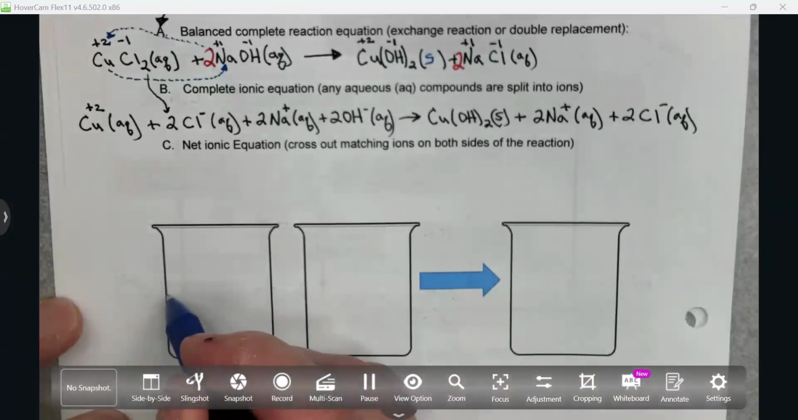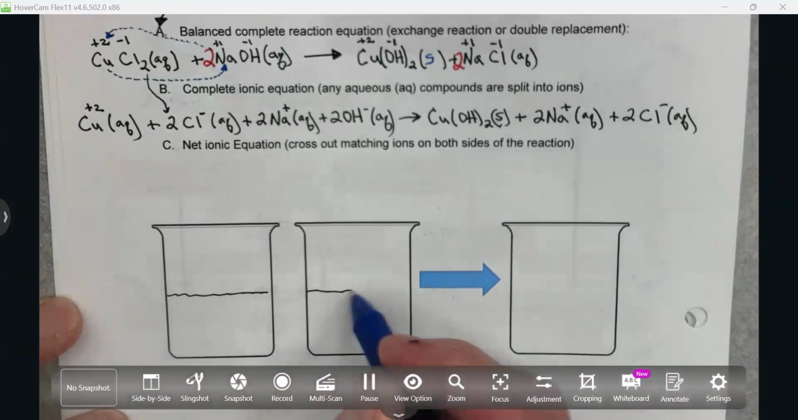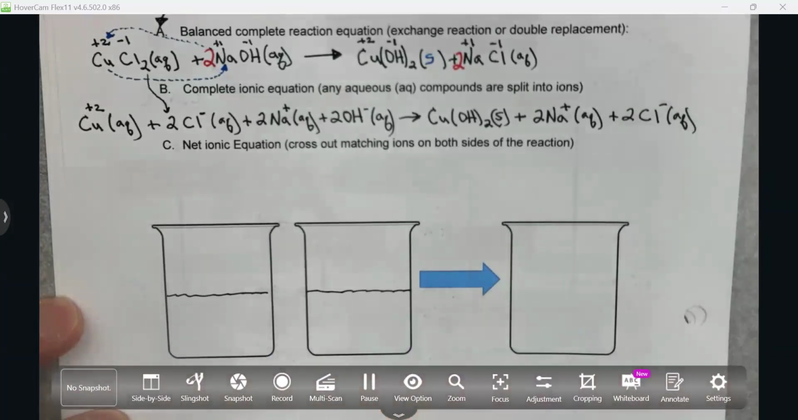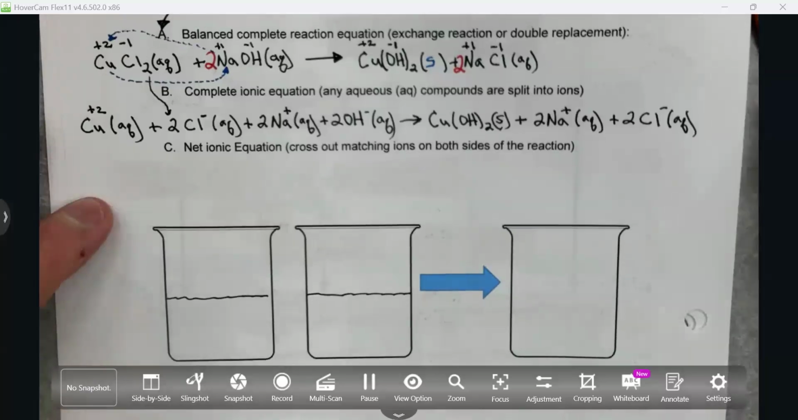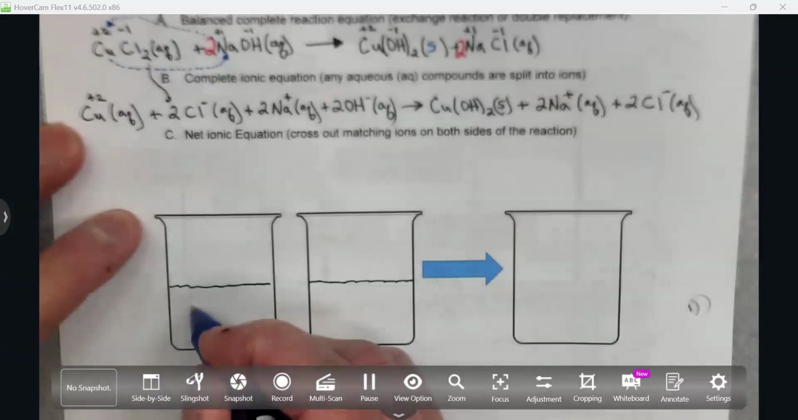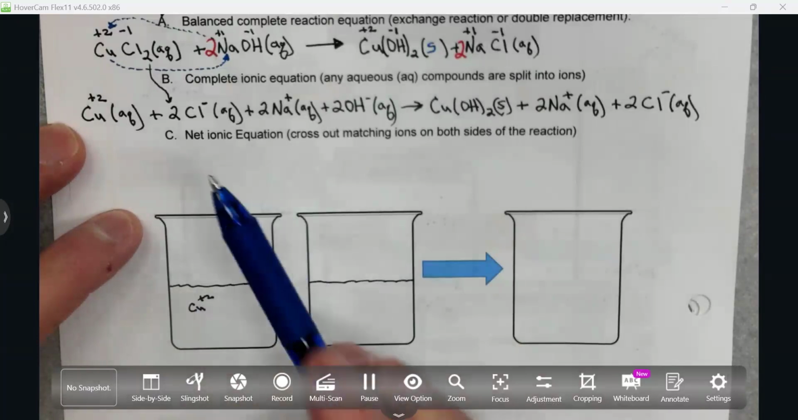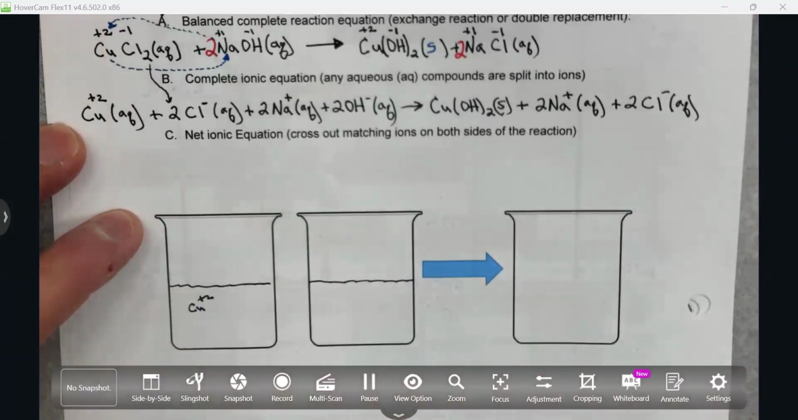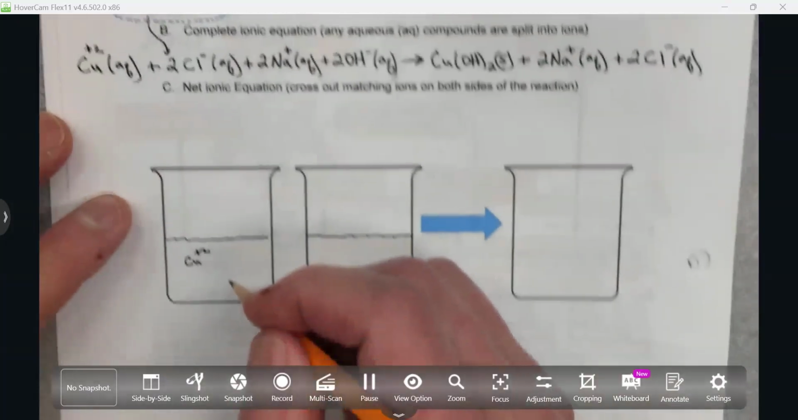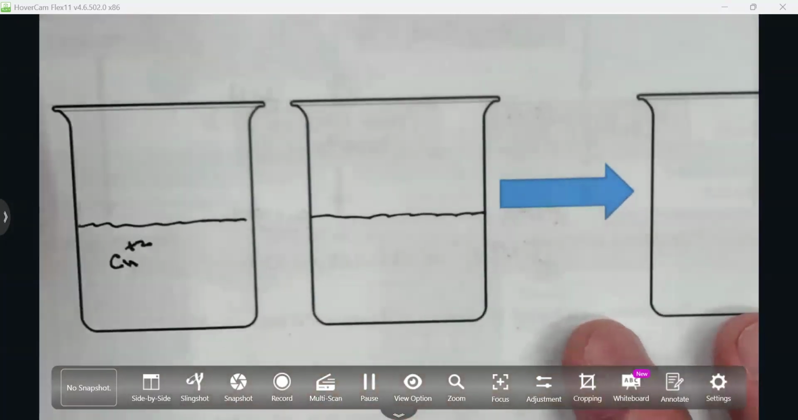I need to put this into my beakers now. Can I color it? I'll see what I can do here. All right. I've got Cu plus 2 in this beaker. And I've got 2 Cl minuses. I'm going to try to use 4 different colors.